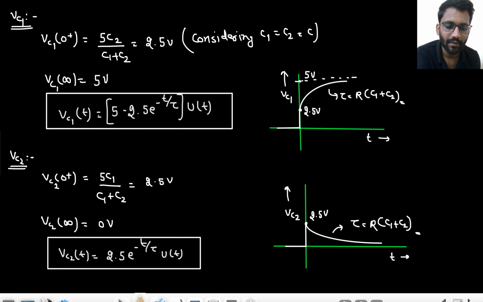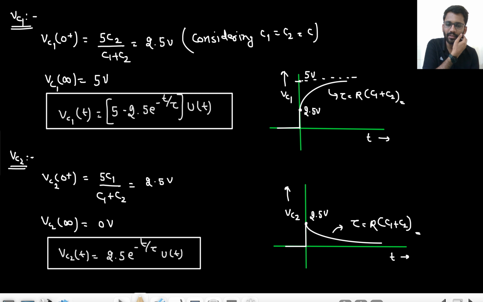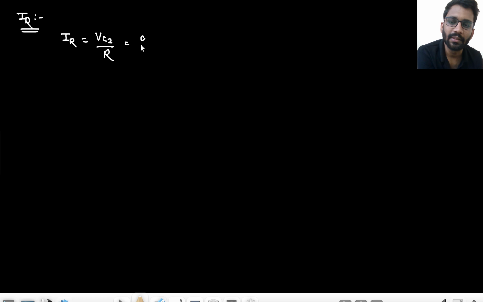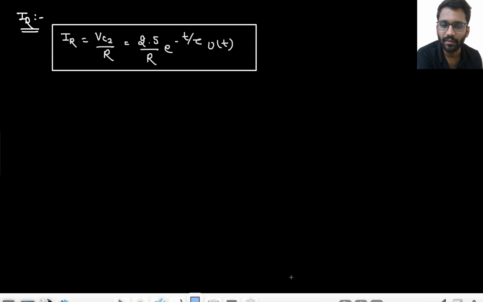What is IR? IR is simply Vc2 by R, right? Vc2 by R, this is IR. So what is Vc2? 2.5 e to the power minus t upon 2. That is 2.5 by R e to the power minus t upon 2 tau. This is your IR, right?